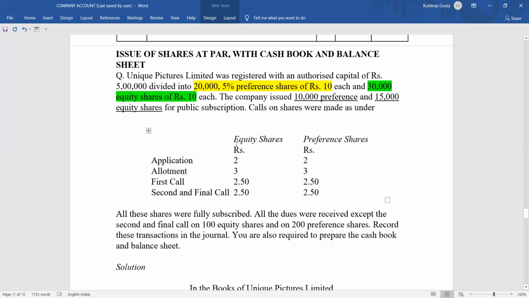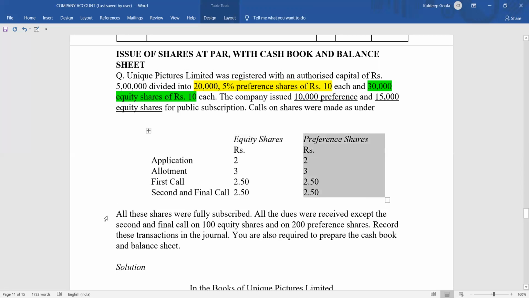So what is given here? In case of equity shares: rupees 2 on application, rupees 3 on allotment, rupees 2.50 on first call, and 2.50 on second and final call. In case of preference shares: application 2 rupees, allotment 3 rupees, 2.50 rupees in the first call, and 2.50 in case of second and final call. So this is how we are going to raise the fund from the public.